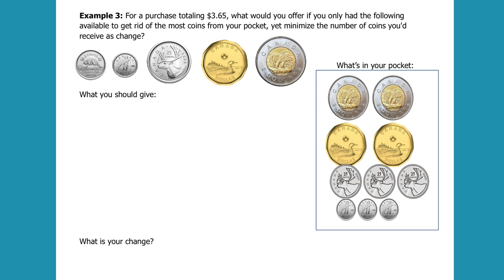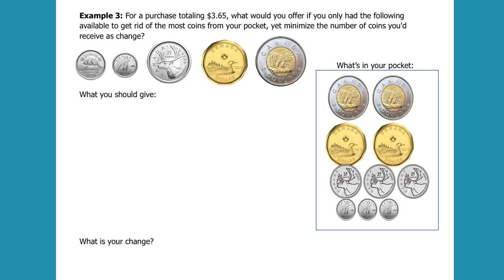So we're imagining that we're buying something that costs $3.65, and what's in our pocket is over here to the right. So we see we've got 2 toonies, 2 loonies, 3 quarters, and 3 dimes. You can't drag and drop those. That's just a picture to remind us what we have in our pocket. And then if you're following along with me, you can drag and drop the pictures of the coins above there. So we want to figure out what we should give the cashier.